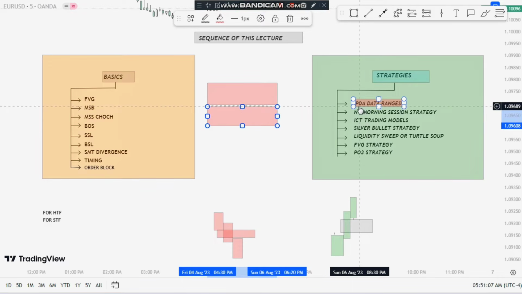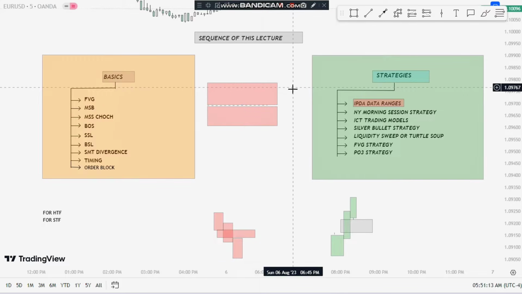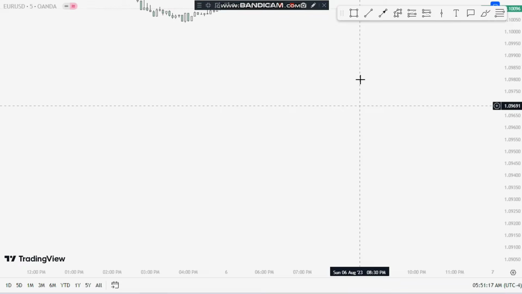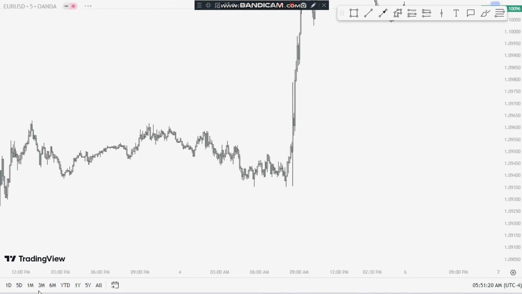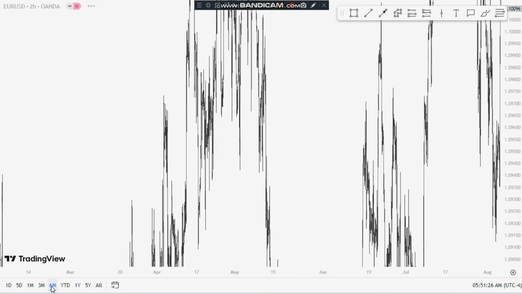Now I am about to show you the IPDA data ranges, so I will show you the discount and the premium. So I will remove all these drawings from the chart. We will discuss how to draw or how to find these IPDA data ranges. Let me change the chart to daily.